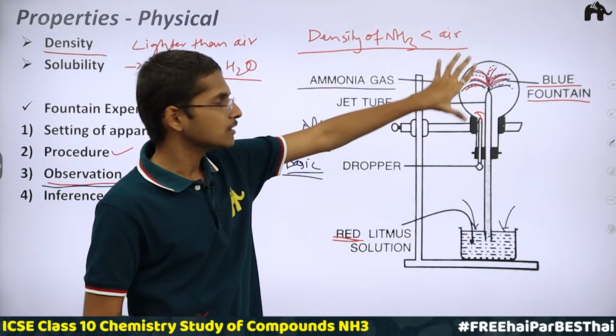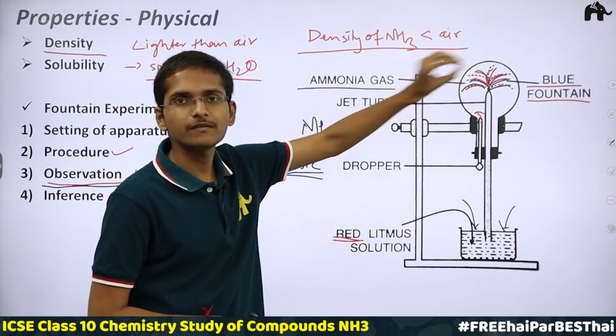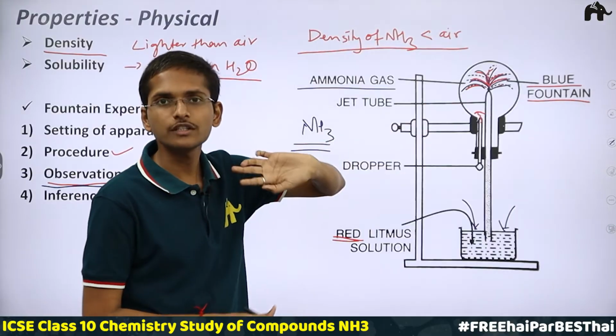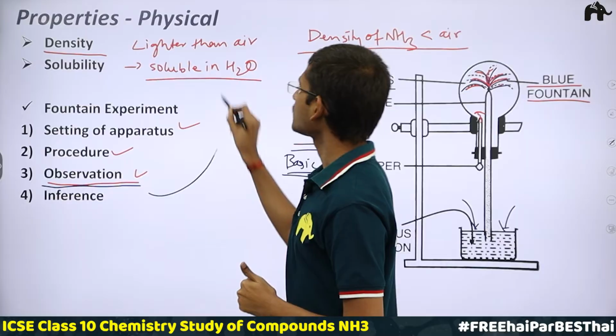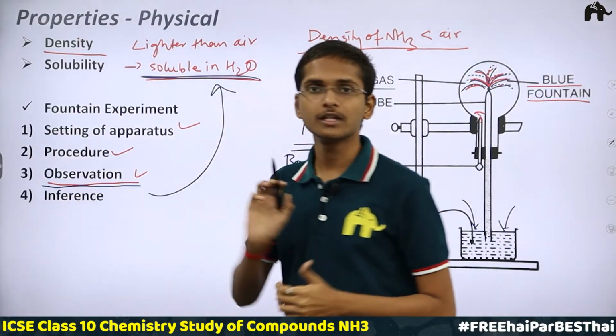So what we would infer from this is, since we are able to see this fountain, this means that the amount of gas inside the flask is getting reduced. This means that the gas is getting dissolved in the water. So this means that our ammonia gas is highly soluble in water. It is very nicely soluble in water.